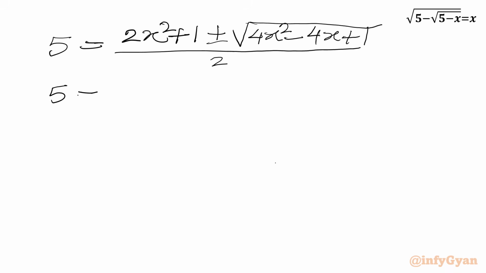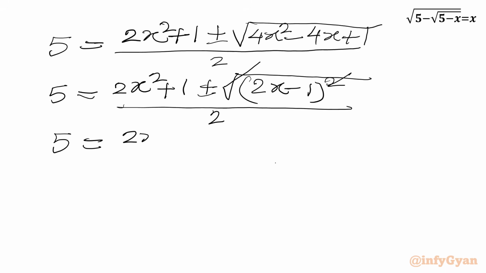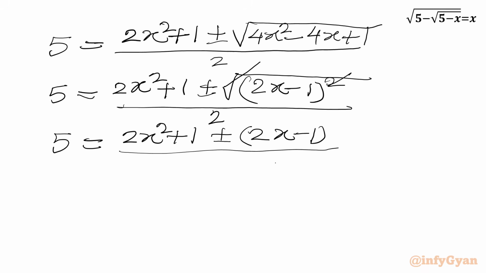We'll write here 5 equal to 2x square plus 1 plus minus square root of, this is 2x minus 1 whole square, and in denominator we have 2. Now we will cancel square root with square. So we can write here 5 equal to 2x square plus 1 plus minus 2x minus 1 over 2. Now we have plus minus sign over here.